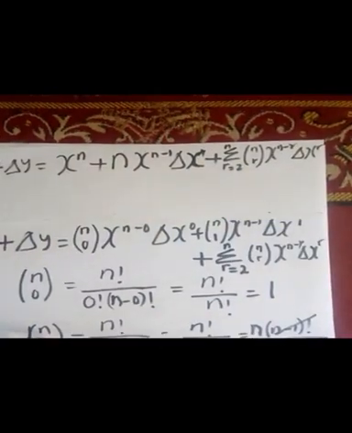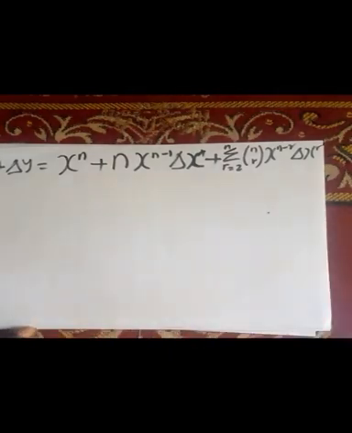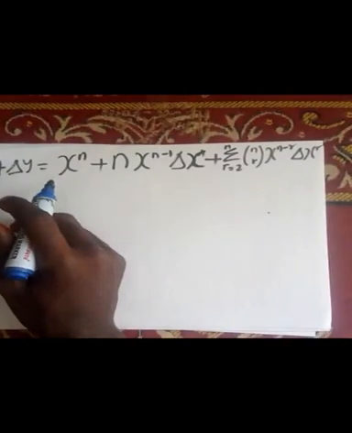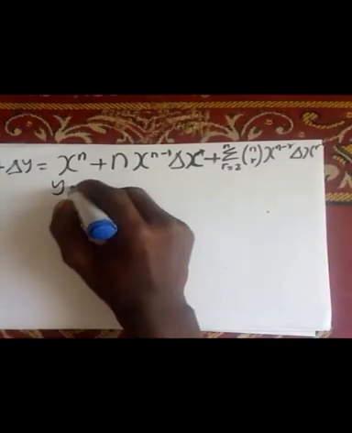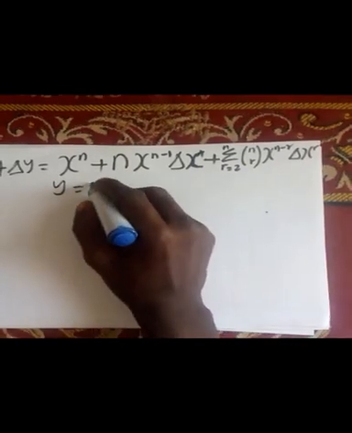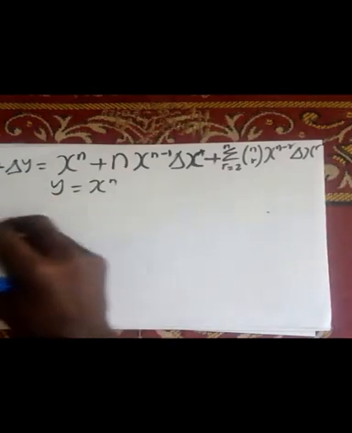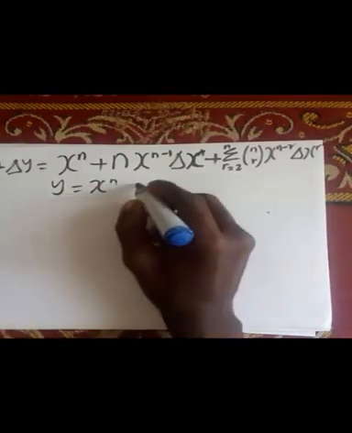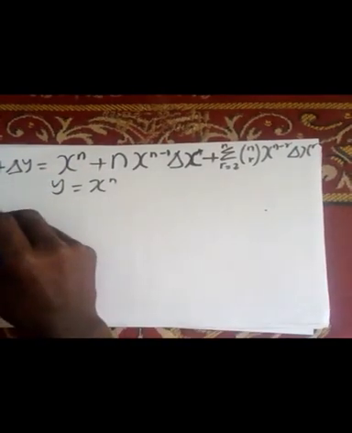So from this place, since we are looking for delta x, this is why we cross the equality sign, and we already know from the beginning that y is equal to x raised to the power of n. So since y is equal to x raised to the power of n, when it crosses the equality sign, it becomes minus y.